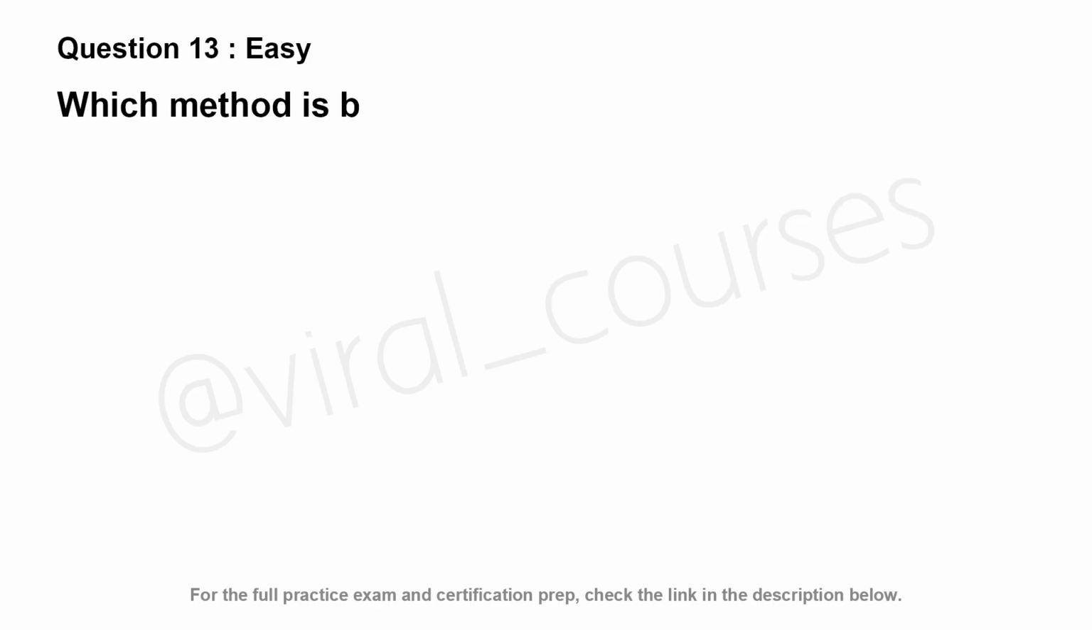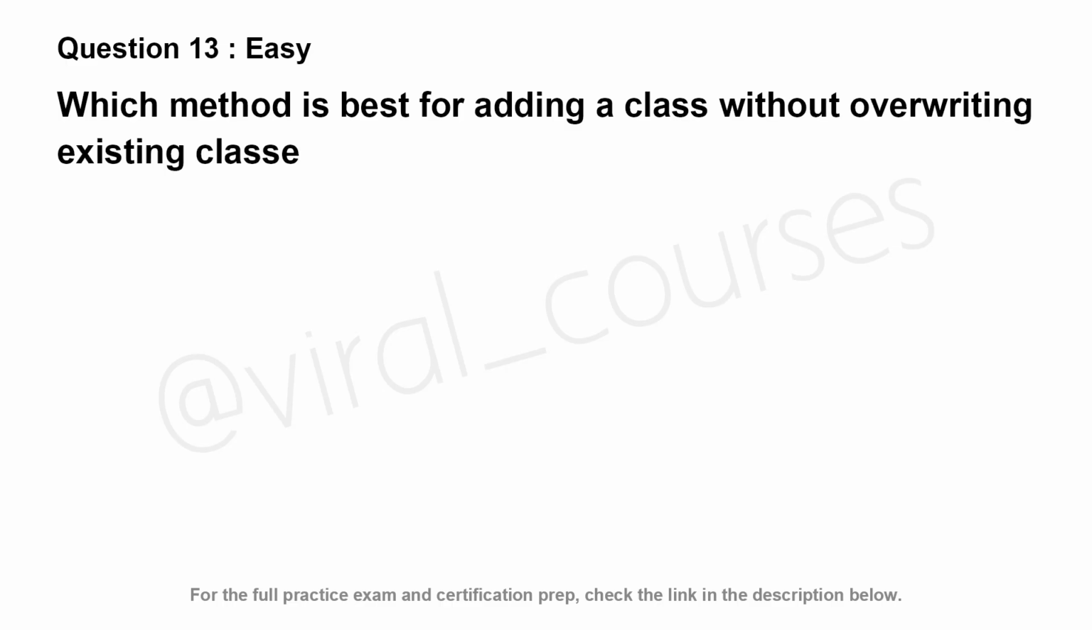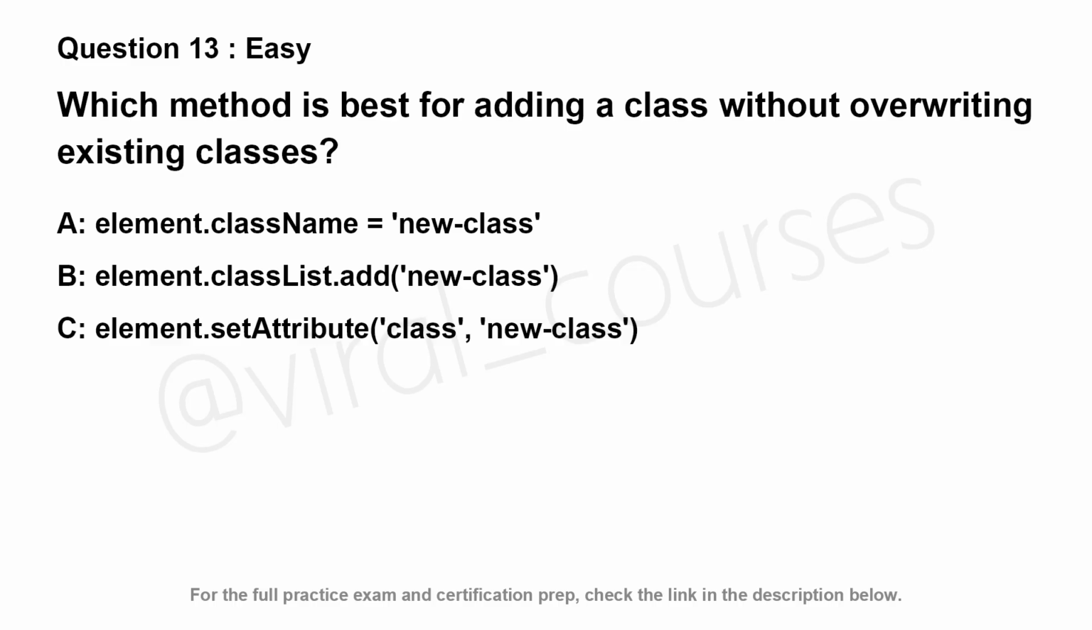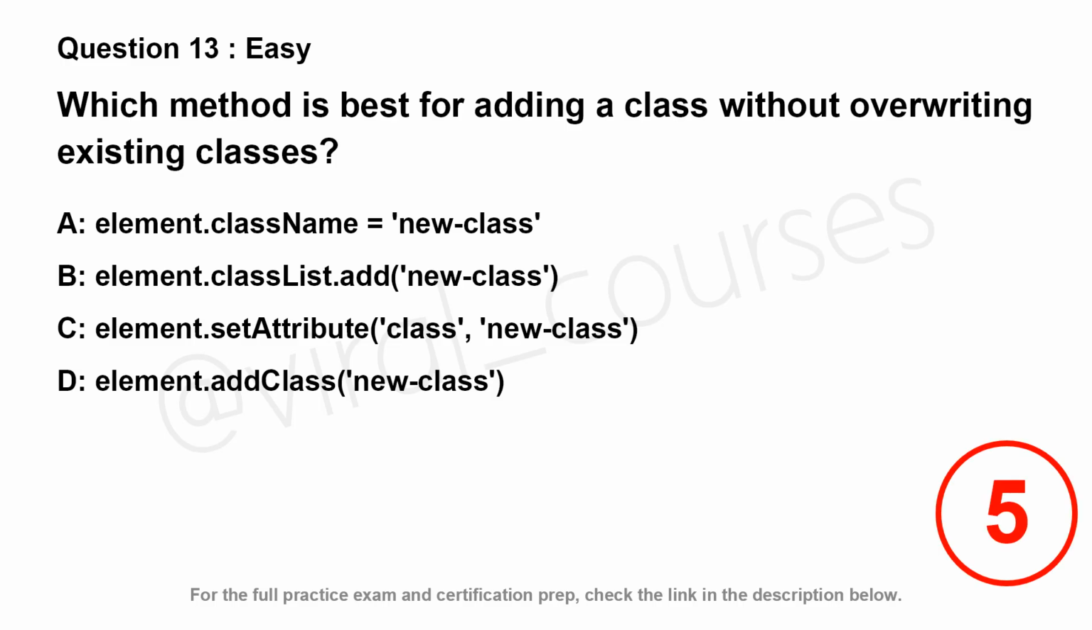Which method is best for adding a class without overriding existing classes? Option A, element.className = newClass. Option B, element.classList.add(newClass). Option C, element.setAttribute('class', newClass). Option D, element.addClass(newClass).